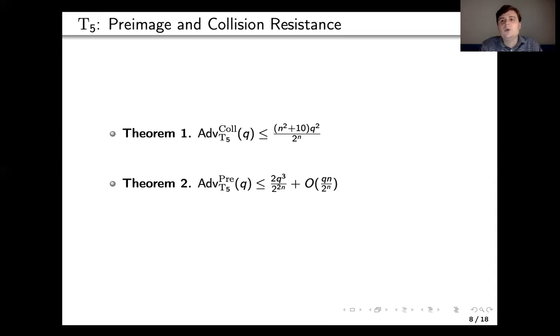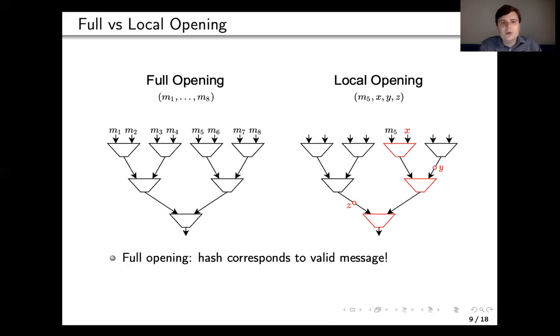And let's see what we can do with this T5 construction, using it, for example, in Merkle tree. Well, before we can explain how this would work, we're going to introduce two notions here. One notion is a notion of full opening. So a full opening means that you're providing all of the messages that are part of the tree and using this to hash.